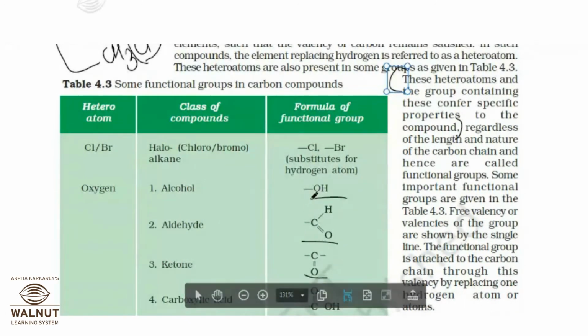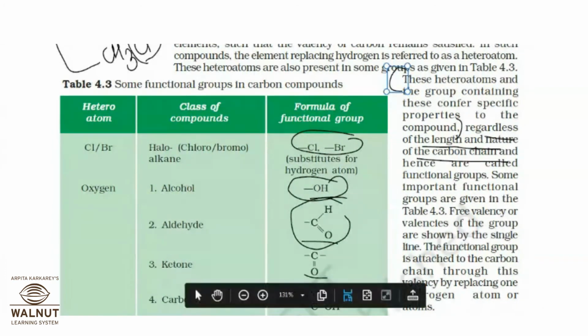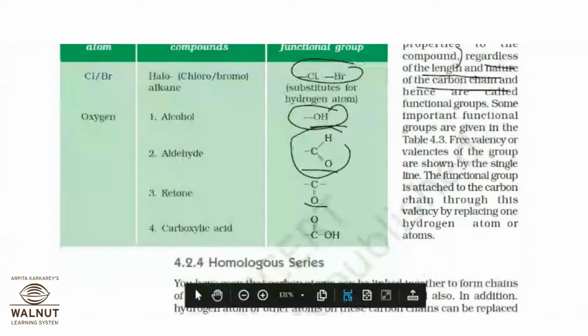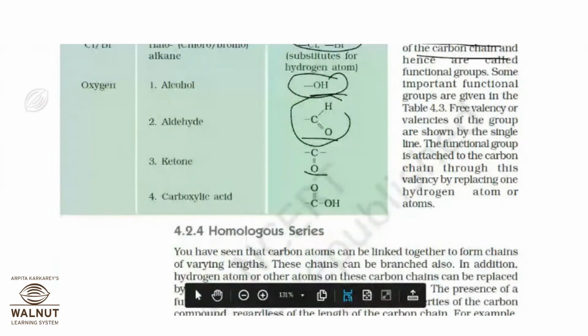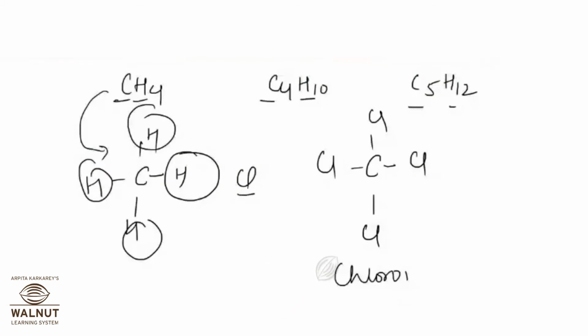Functionality means its chemical property, physical property, etc. Regardless of the length and nature of the carbon chain. Doesn't matter if your carbon contains 4, 5, or 6 carbons, when you replace it with all these compounds, it is going to change altogether. So for functional groups, if you are sitting with a rough notebook, it would be better because I'm going to give you that chart.